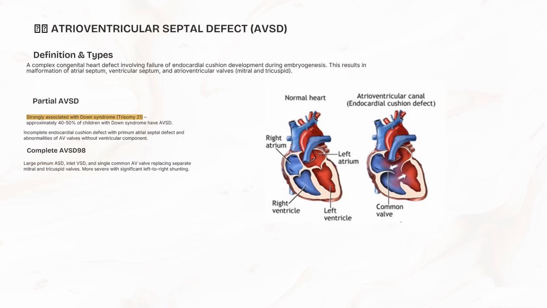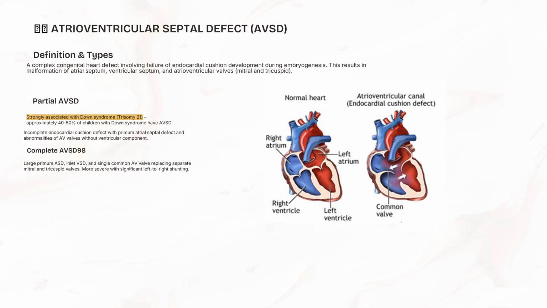We are moving to the next condition, which is atrioventricular septal defect. In short, we can say AVSD. So what the definition says: it's a complex congenital heart defect involving failure of endocardial cushion development during embryogenesis. Embryogenesis is nothing but the fetal heart development period. During that time, if something happens, the endocardial cushion is not developed properly.